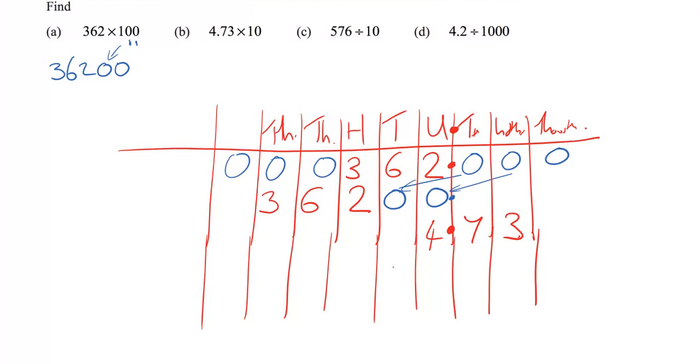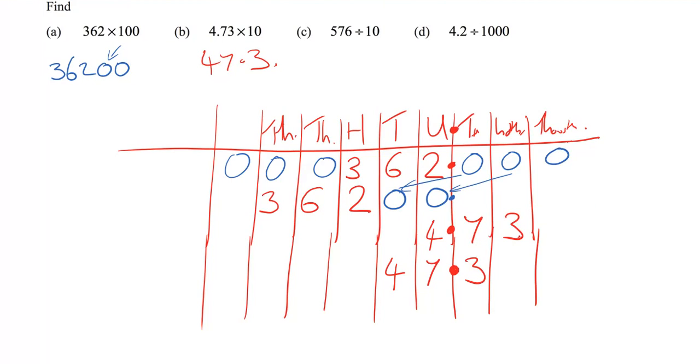We're going to only move up one place, though. So 4 goes there, the 7 goes there, and the 3 goes there. So our answer is going to be 47.3. So now we've got a better idea of what is happening here. If we are multiplying by 100, then we're going to push our values up 2 positions. If we're multiplying by 10, we're going to be pushing up by just 1 position. If we're going to multiply by 1,000, we haven't done that yet, of course, we're going to push up by 3 positions.